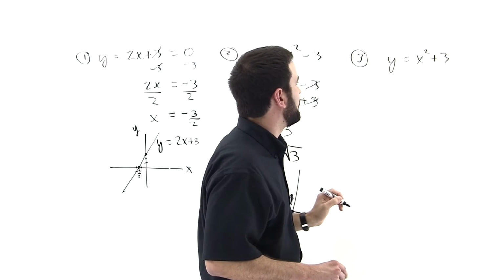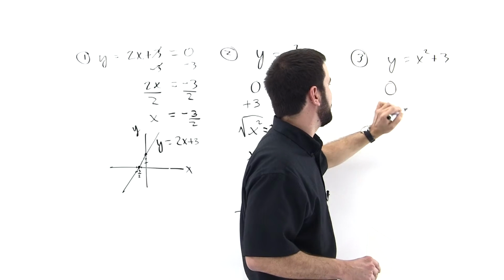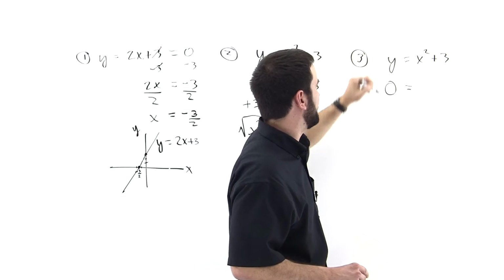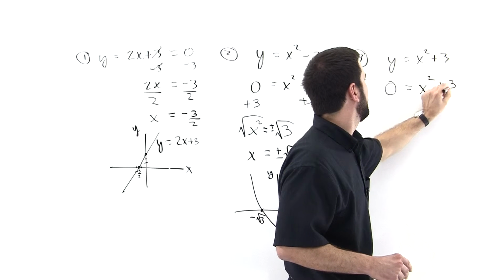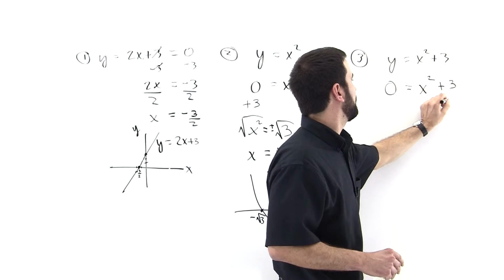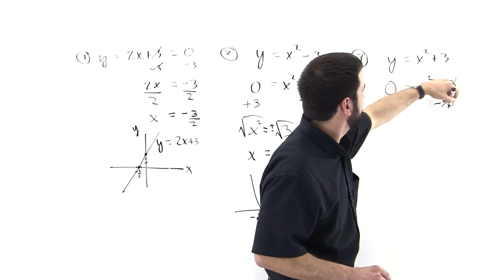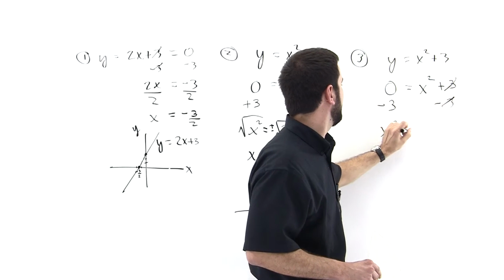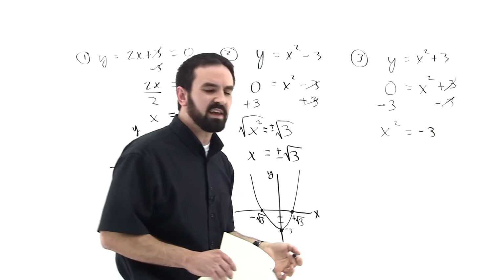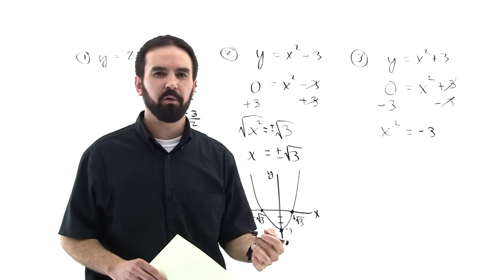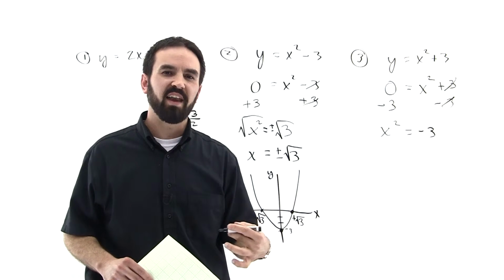Okay, so for this one, let's just go ahead and let y equal 0, the function value equal to 0, right? Setting y equal to 0, and then x squared plus 3. We subtract 3 from both sides. This cancels, right? And so then we have x squared equal to negative 3. But can you take the square root of a negative number? No, you cannot. And so this function does not have any zeros.